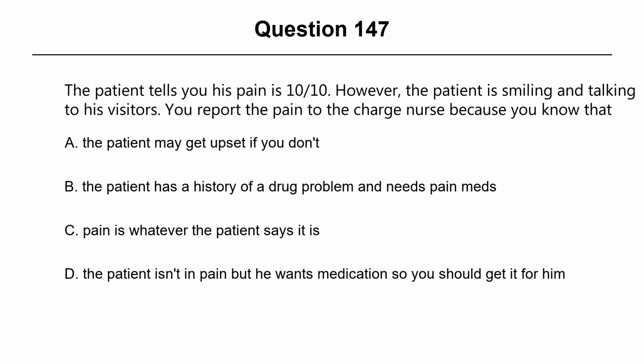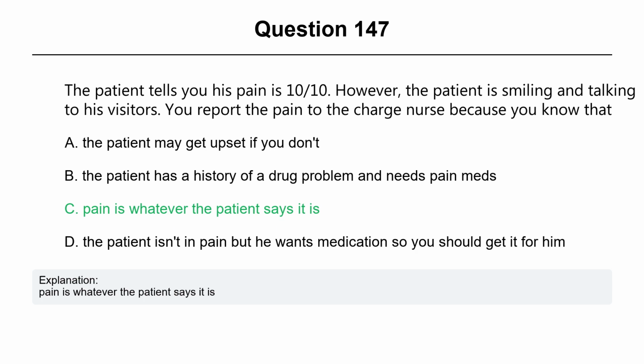Question 147. The patient tells you his pain is 10/10. However, the patient is smiling and talking to his visitors. You report the pain to the charge nurse because you know that: Option A, the patient may get upset if you don't. Option B, the patient has a history of a drug problem and needs pain meds. Option C, pain is whatever the patient says it is. Option D, the patient isn't in pain but he wants medication so you should get it for him. The correct answer is option C, pain is whatever the patient says it is.